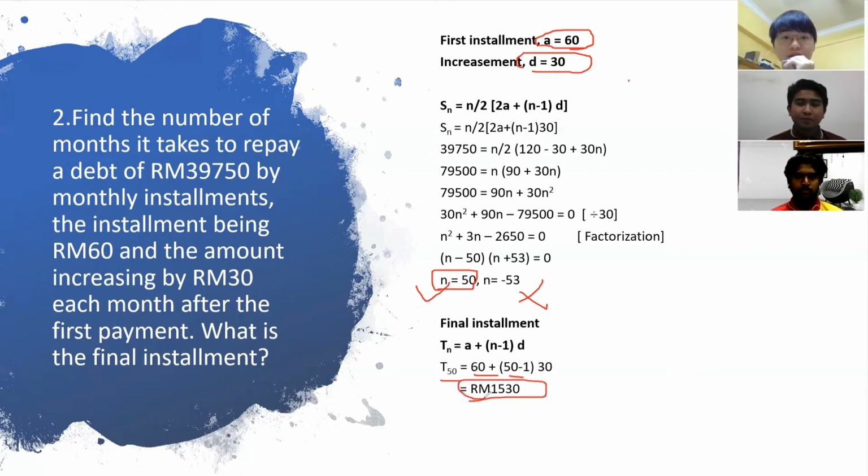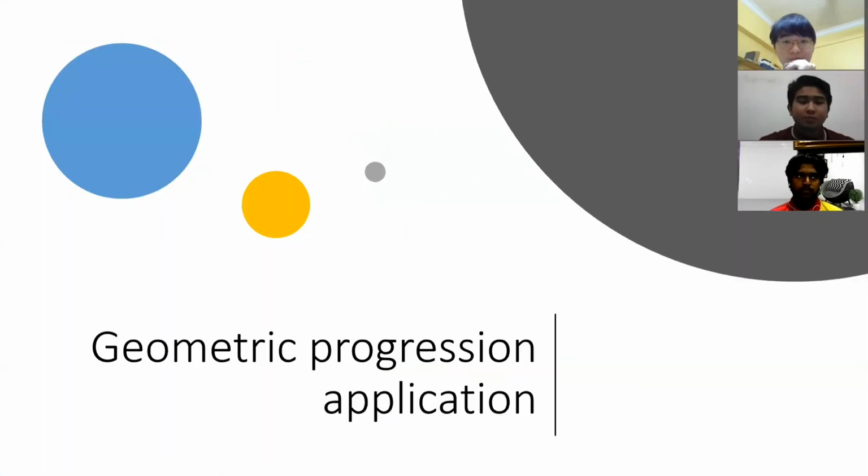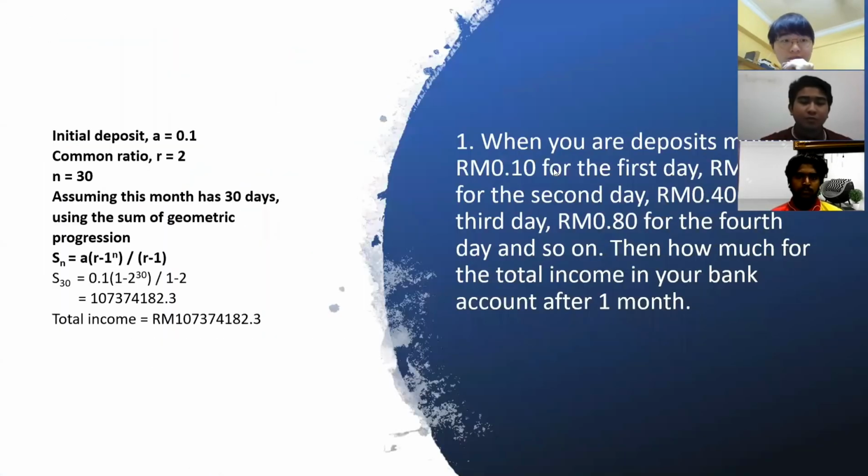So next question, which is a geometric application. Okay, when you deposit money, 10 cents for the first day, 20 cents for the second day, 40 cents for the third day, 80 cents for the fourth day, and so on, then how much is the total income in your bank account after 1 month?